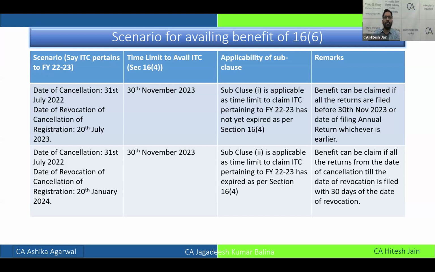But opposite to this, in the second scenario, I have considered an example whereby the cancellation of registration revocation order has come on 20th January 2024. Now, this revocation order, when it has been passed in January 24, it is already beyond the time limit prescribed in 16(4) for claiming ITC. In this case, subclause 2 of 16(6) will be applicable, whereby I will be required to file all the returns from July 22 till December 23 within 20th February 2024. If I do so, I am eligible for the benefit of 16(6).